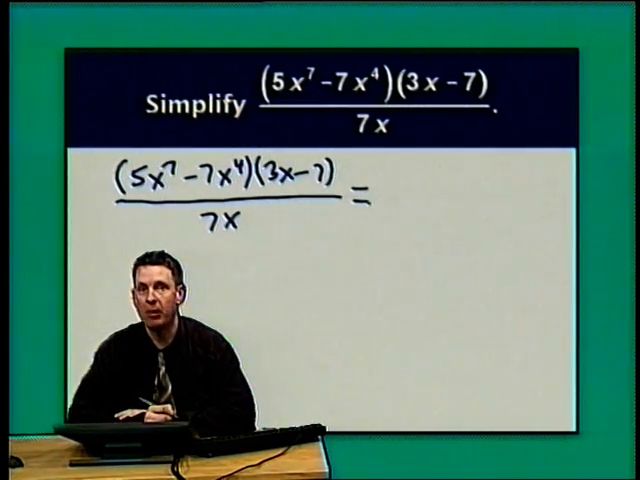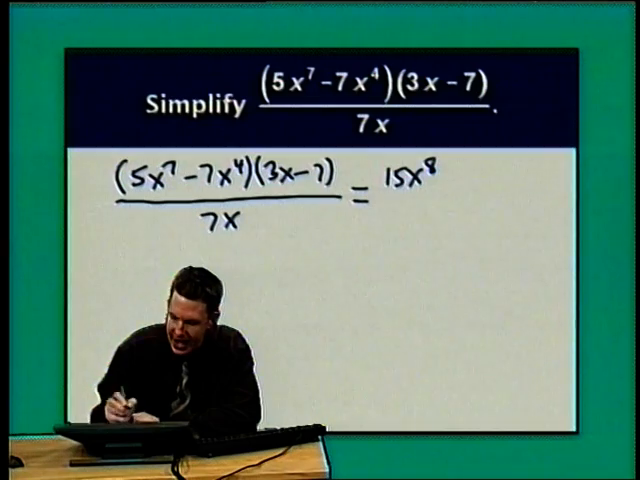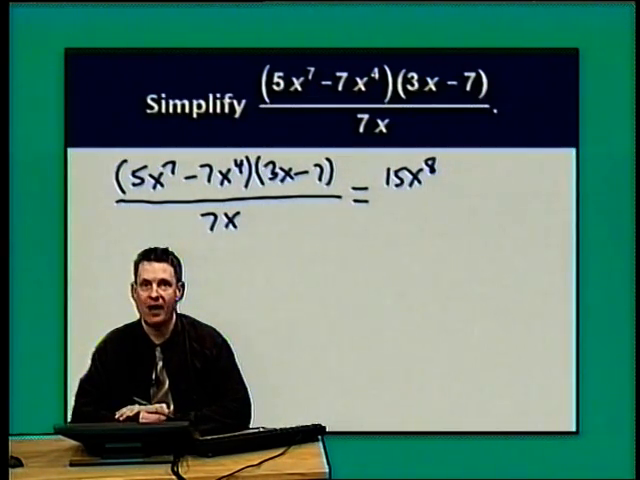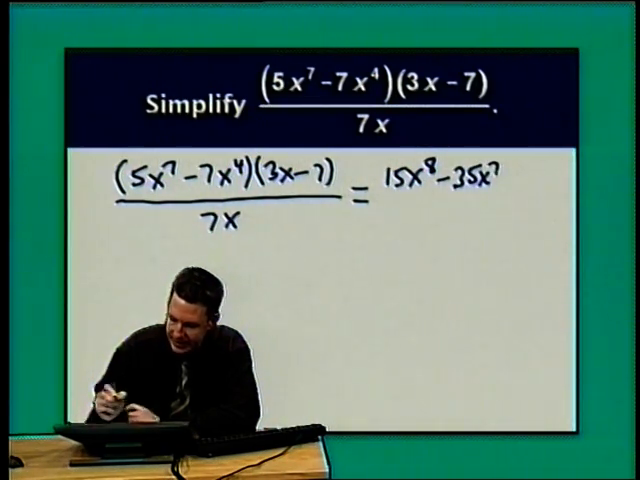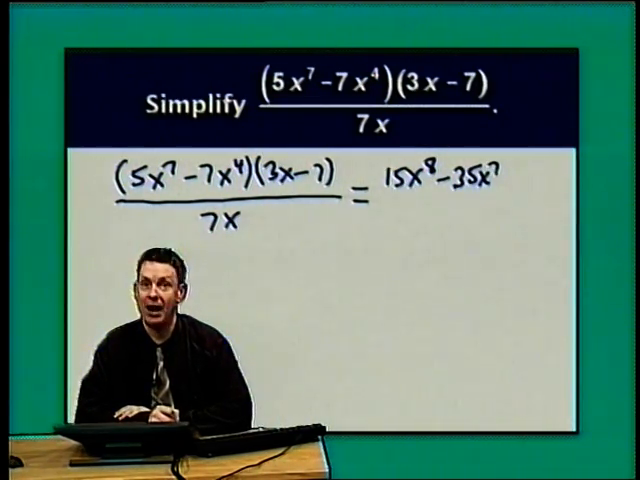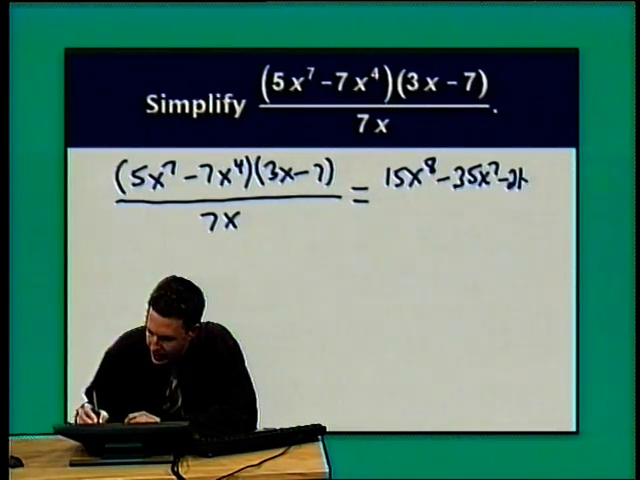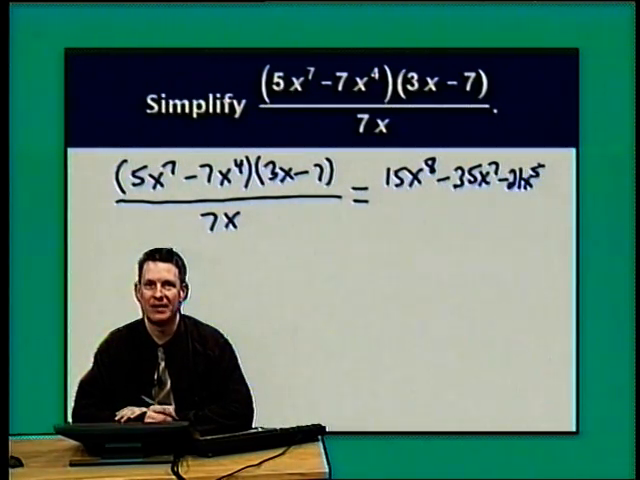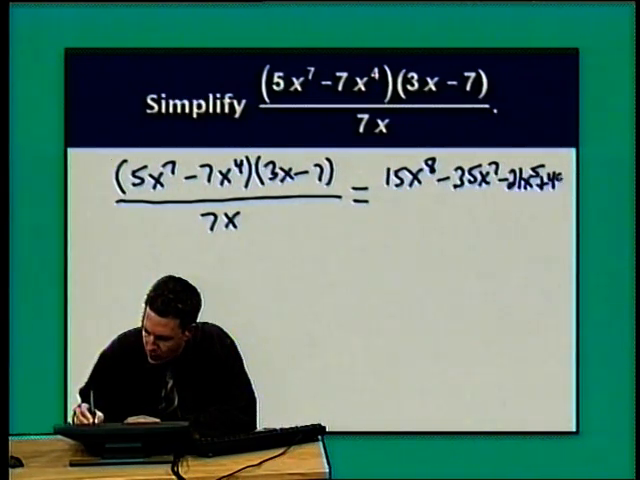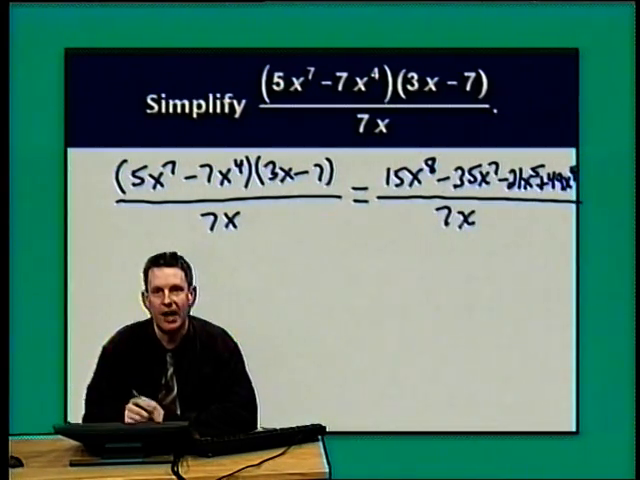So going ahead and applying the FOIL method to the numerator, our first product is 5x to the 7th times 3x, which is 15x to the 8th. Our outside product is 5x to the 7th times negative 7, which is minus 35x to the 7th. Our inside product is minus 7x to the 4th times plus 3x, which is minus 21x to the 5th. And our last product is minus 7x to the 4th times minus 7, which is plus 49x to the 4th. And this is all going on over 7x.